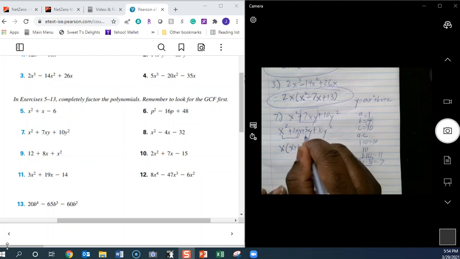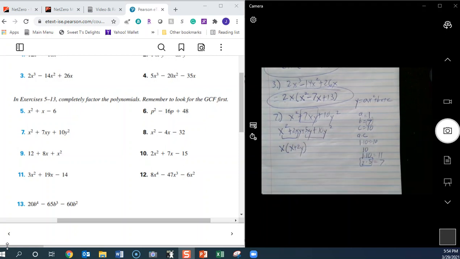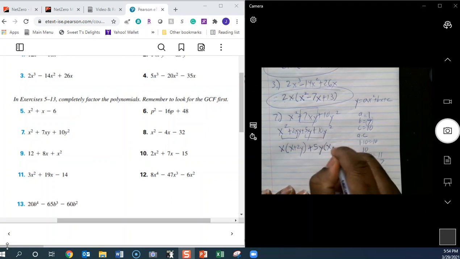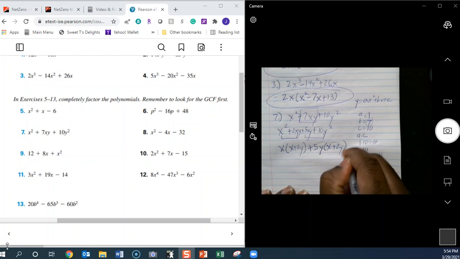We group the second two values. Positive 5xy plus 10x squared. 5 and 10 both have a positive 5 in common. And then a y and y squared has a y in common. So this will leave us x plus 2y.